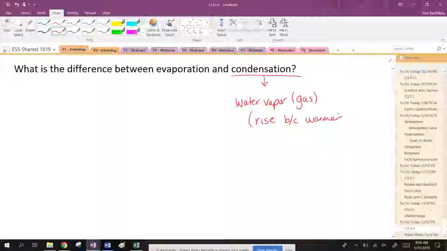But to be clear, that rising because it's warmer is not the actual act of condensation, but that is what water vapor generally does if it's hot, right? If it's warmer than the surrounding area, because warmer things rise because they're less dense. All right, so that rising is not the condensation process itself. What is condensation? What does it mean to condense?